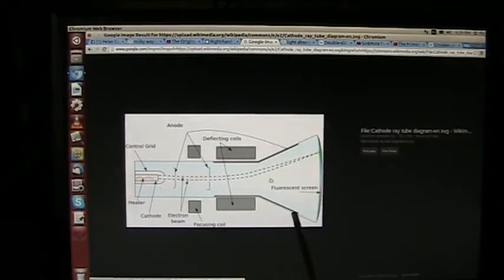And that's how they used to sweep across the screen to make the colors show up. Well, actually make the images show up on the old cathode ray tubes. They would light up phosphors.